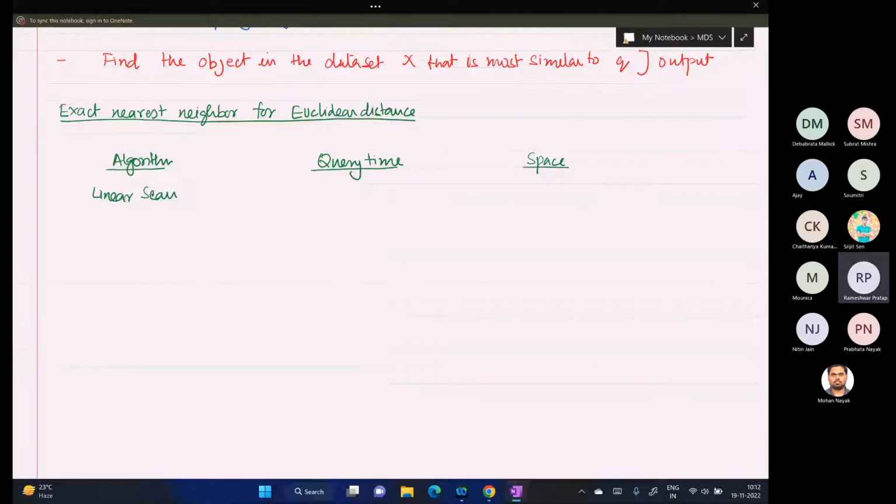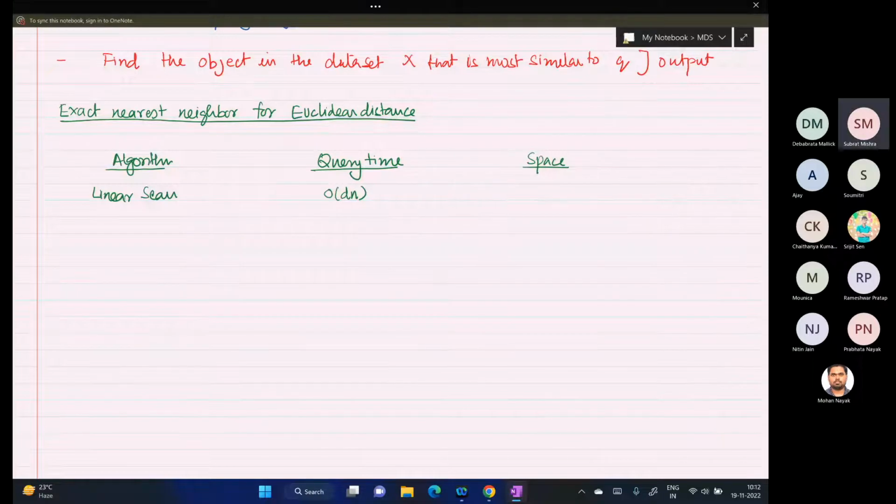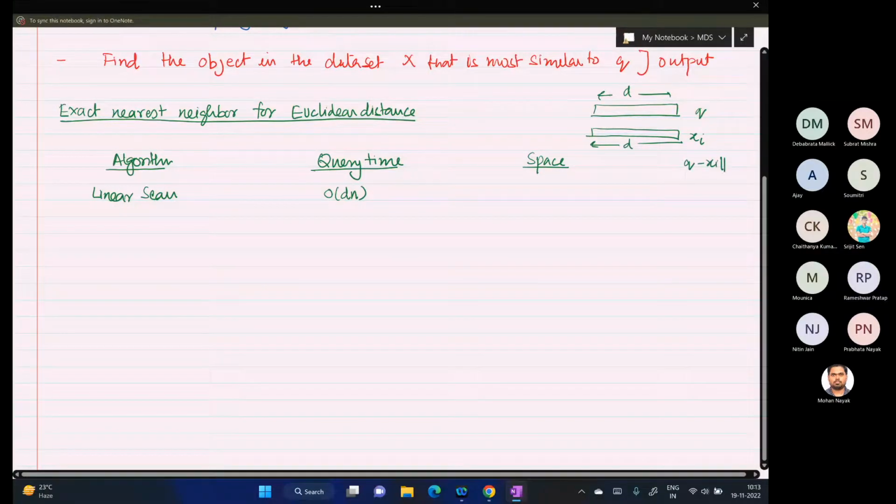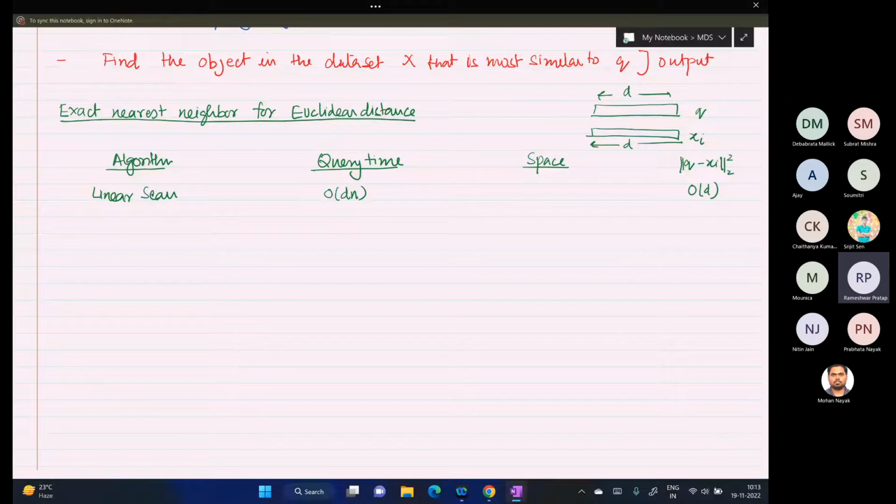N square? Not n square. Basically, you are comparing with everyone, so it will be order dn. What is d here? d is the dimension. Basically, you need to compute the distance of the query point with all the points in the dataset. Suppose this is your query point in d dimension, and suppose this is another point, say xi, in d dimension. We compute the distance between Q and xi, so its complexity will be order d. And we need to do it for all the points in the dataset. So that's why its time complexity will be order dn.